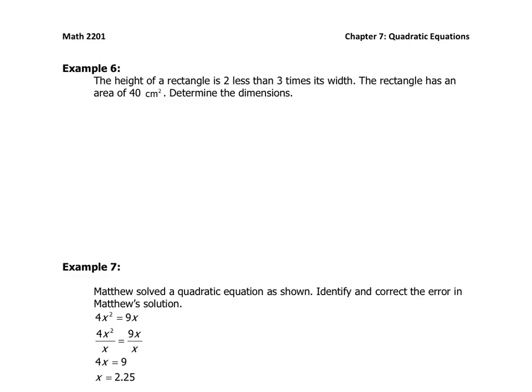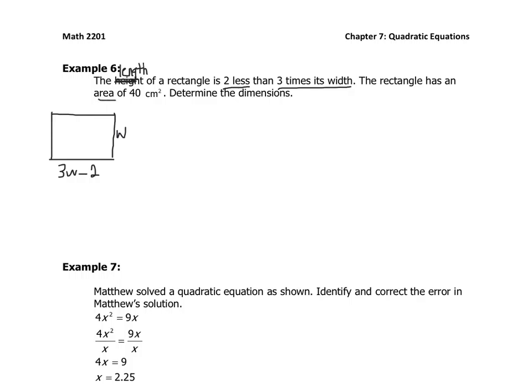So the next word problem describes a rectangle whose length is 2 less than 3 times the width. If we let w be the width of the rectangle, then the length would be 2 less than 3 times the width. So 3 times the width, take away 2, would be an expression to represent the length.